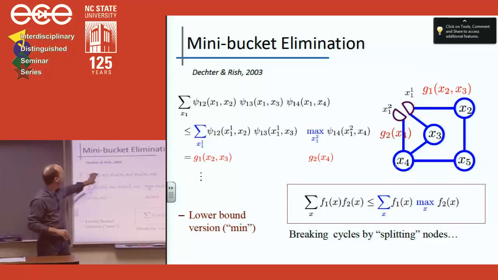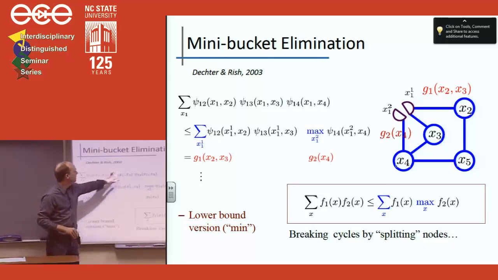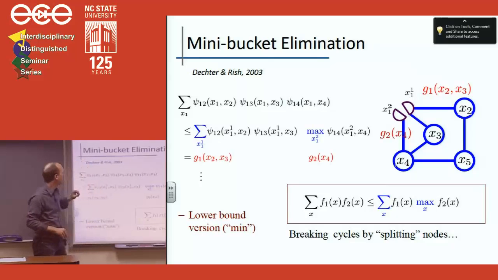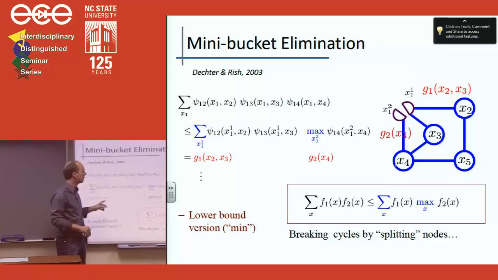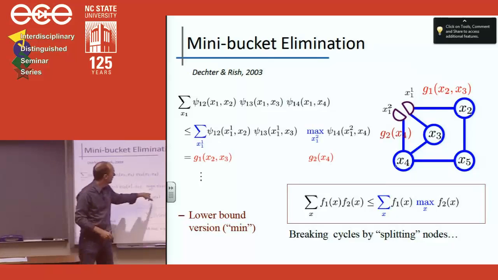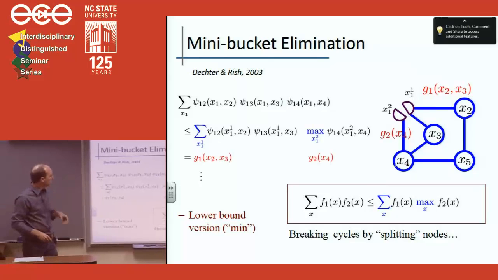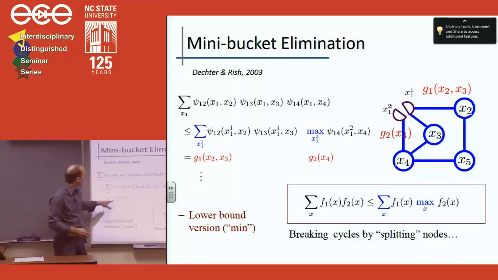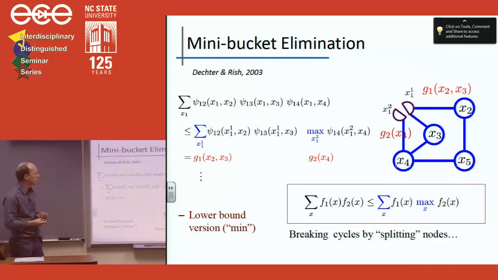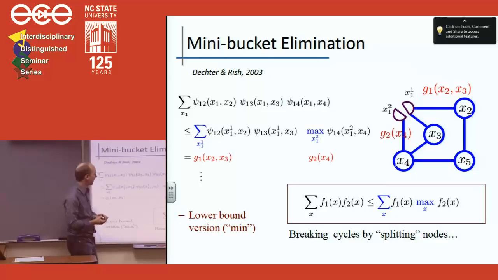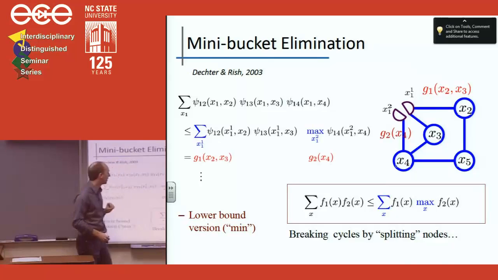So you can actually bound the function that's produced by this sum by the product of two functions, one of which is the sum over one group of tables and the max over the other group of tables. So these are the bounds that the classic mini-bucket uses. And then just treat these as two new functions, put them in the procedure, and continue. So it's just a minor modification. Right? It works by using this inequality.